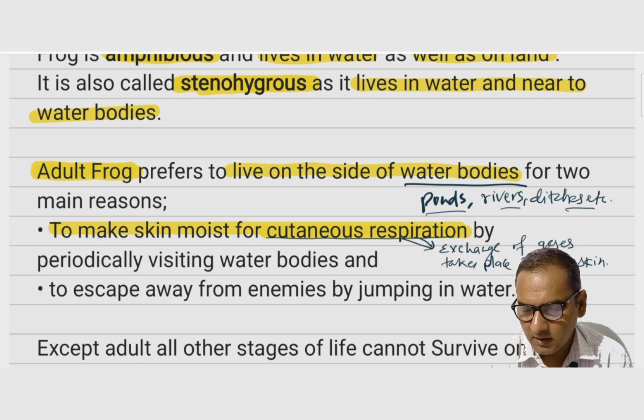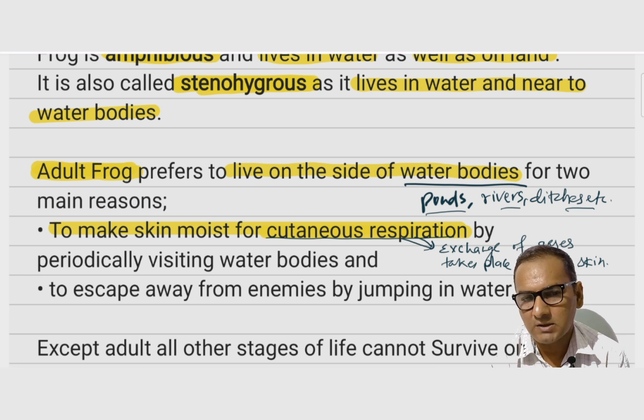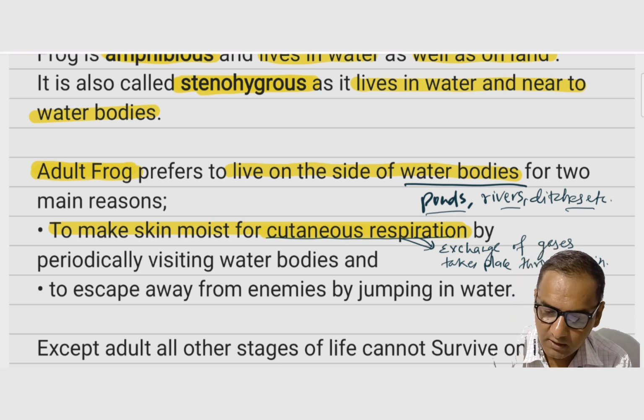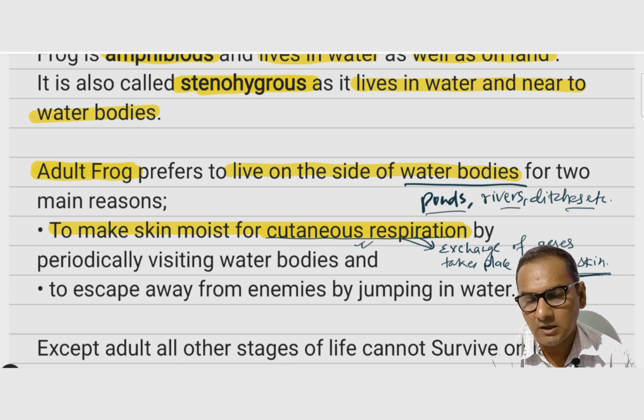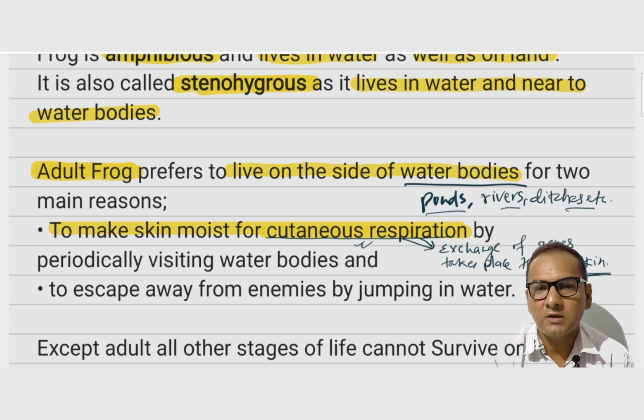If exchange of gases takes place through skin, the part of the body where exchange of gases takes place is called the respiratory surface. On the basis of respiratory surface, different types of respiration are there. If the respiratory surface is skin, then the respiration is called cutaneous respiration. In our case, exchange of gases takes place in lungs, so the respiration is pulmonary respiration.